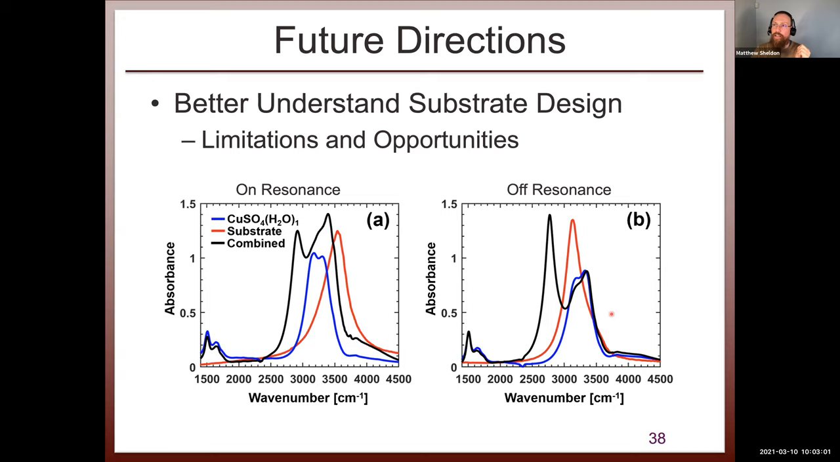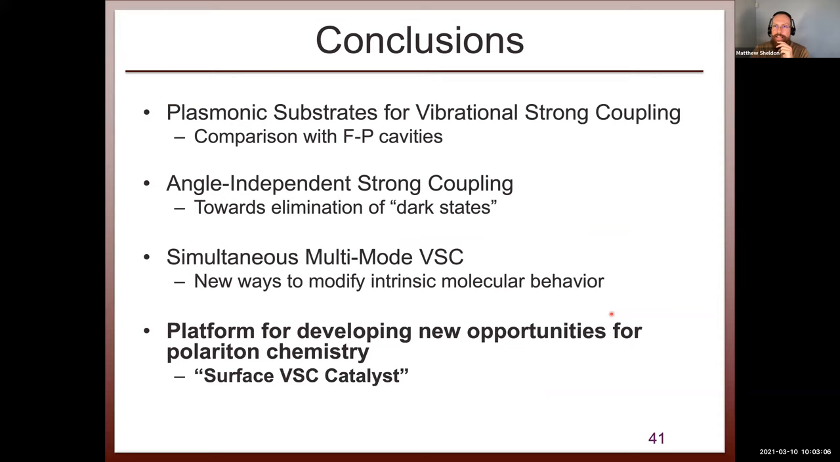So I'll just conclude and say that I hope I've at least given you some perspective on what's interesting about thinking about vibrational strong coupling using a plasmonic substrate and how it compares to a Fabry-Perot cavity, and some of the questions or differences we had to think about to analyze and understand our system. Some of the things that I think are promising is that it's angle independent. And so if we're really trying to go to a configuration where we can start to really get rid of dark states or try to have every single molecule strongly coupled and get rid of the manifold of states that would be unperturbed, I think plasmonic systems is a promising way to get there if you can be smart about the design.